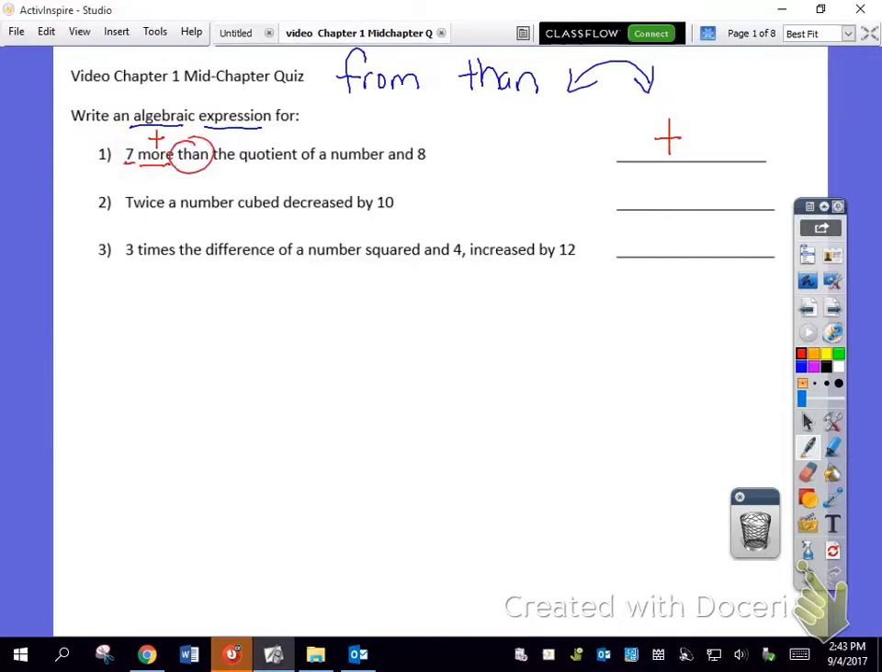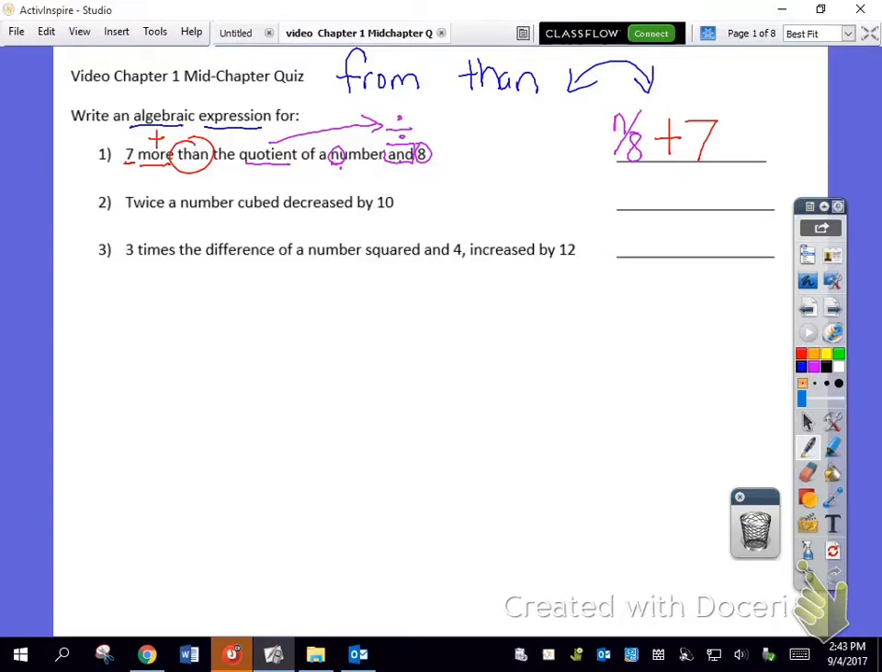So the 7 is actually going to go behind. 7 more than the quotient. Now quotient is division. So it says n and 8. Where that and is, that is my division, because quotient means to divide. So n, since n is first, it goes first. So n divided by 8 goes in the front. So n divided by 8 plus 7.